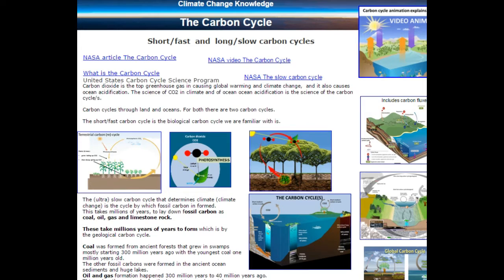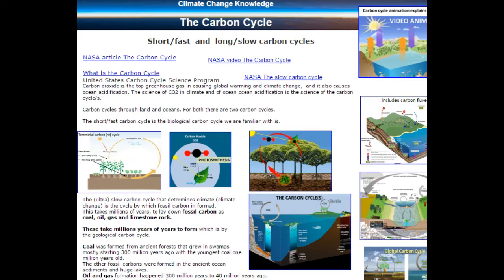I'm making a video about the difference between the short-term and the long-term carbon cycle, and the way to explain this for people to understand it easier in terms of the formation of fossil fuels. So this is from my climate change knowledge site, the section on the carbon cycle.